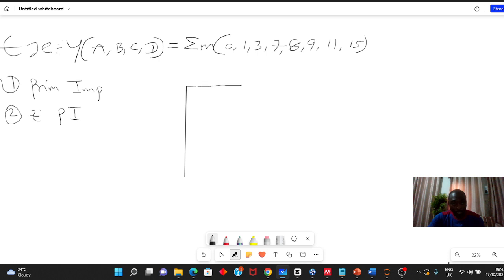So let's have a four variable K-map to demonstrate this concept of prime implicant and essential prime implicant.